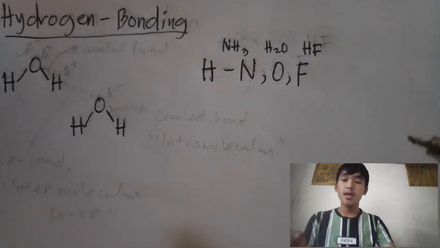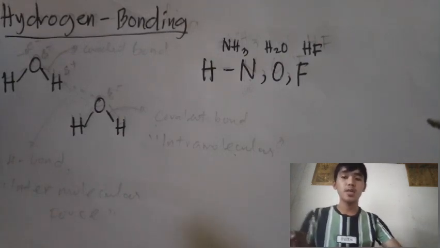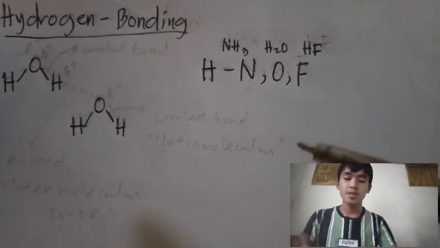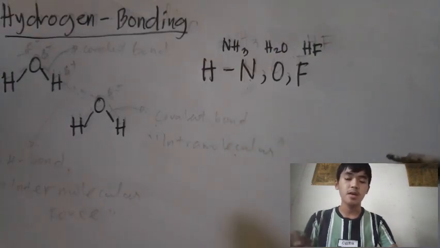We have a specialized type of dipole-dipole interaction: the hydrogen bonding. This occurs when hydrogen bonds with the most electronegative elements. We have nitrogen, oxygen, and fluorine, or simply the NOF.